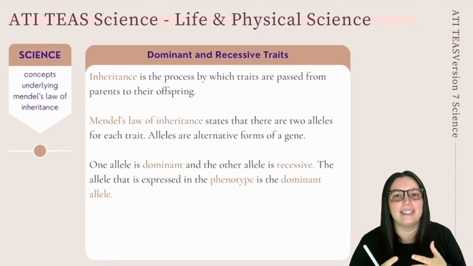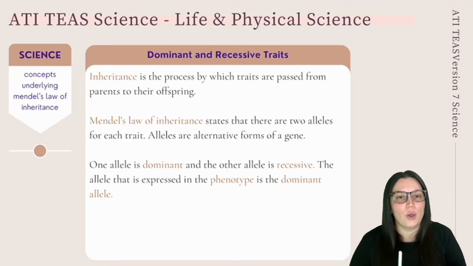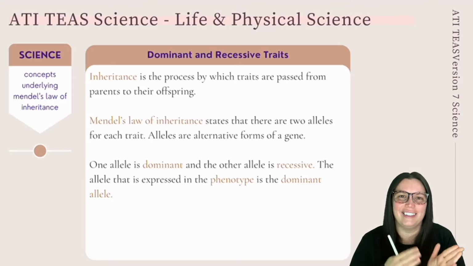Mendel's Law of Inheritance states that there are two alleles for each trait. Alleles are alternative forms of genes. One allele, like I said, is dominant, while the other one is recessive. The allele that is expressed is the phenotype of the dominant allele.